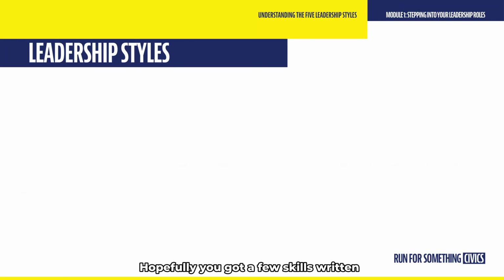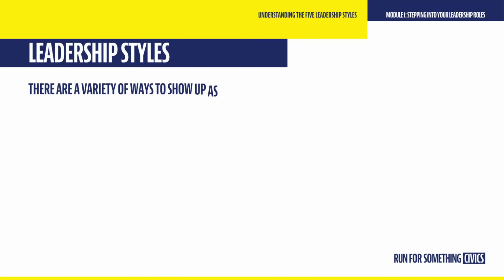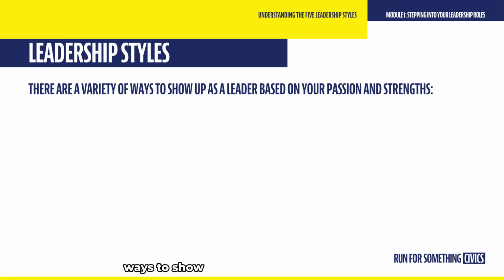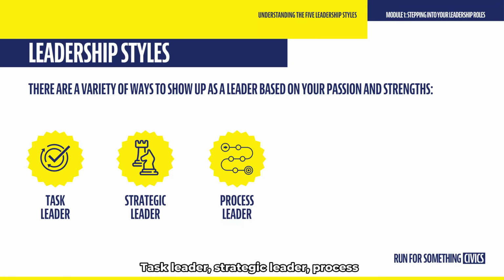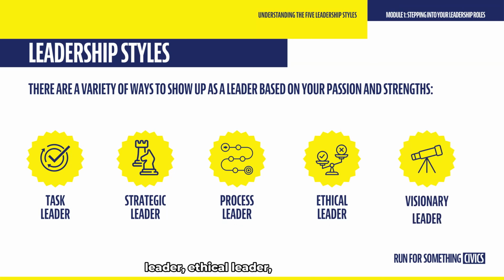Hopefully you got a few skills written down. Maybe you were even able to get more than 5. So now we're going to jump into the 5 leadership styles that are often seen in the advocacy and organizing space. As I mentioned, there are a variety of ways to show up as a leader based on your passion and your strengths. The 5 we're going to go over today are these: task leader, strategic leader, process leader, ethical leader, and visionary leader. All of these types of leaders bring different skill sets and are all necessary to run effective communities, organizations, efforts, and activities.